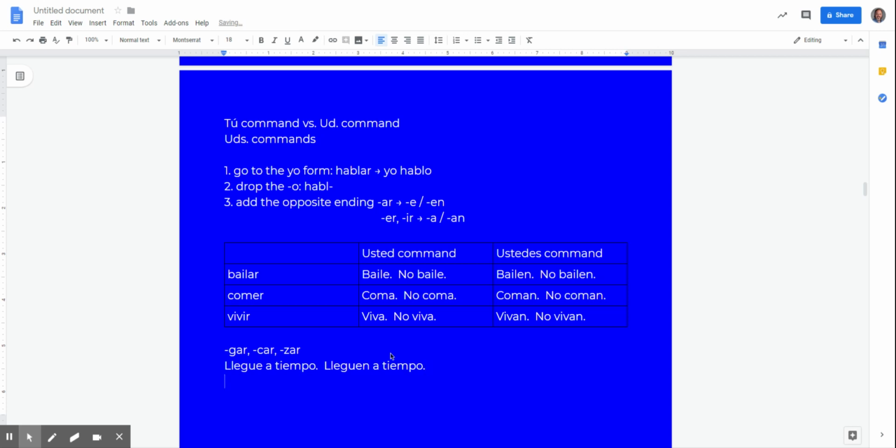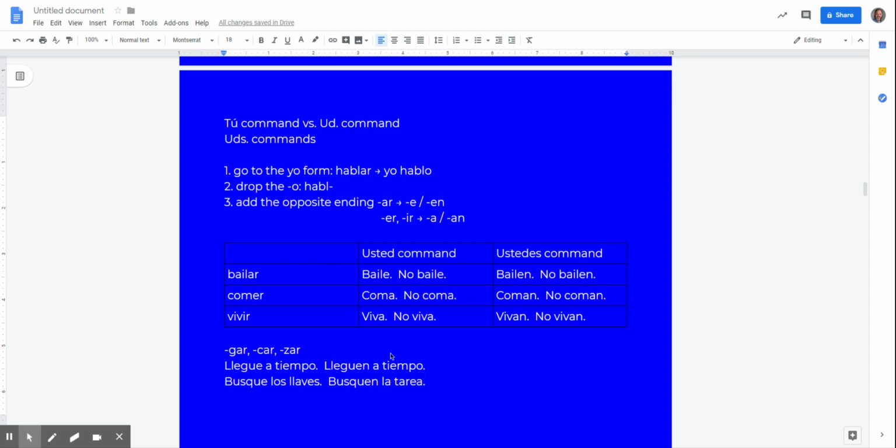CAR verbs, like buscar. You would say busque. Look for something. Buscar is to look for. Busque las llaves. Look for the keys. Okay. If I'm going to tell everybody to look for their homework, I would say busquen la tarea. Look for your homework. Busquen.